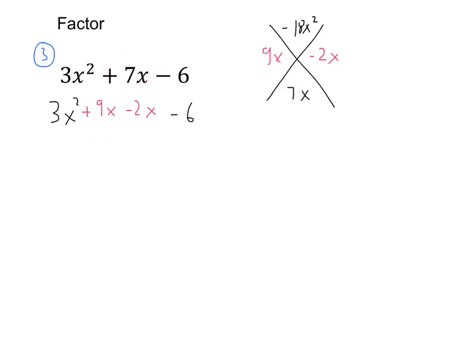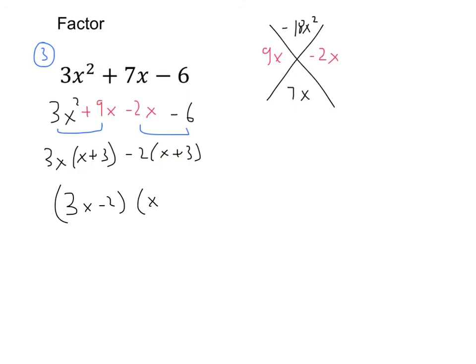Now let's factor by grouping. Let's factor the first two terms, and then we'll factor the last two terms. So 3x squared plus 9x, that factors as 3x times x plus 3. The back factors as negative 2 times x plus 3. So we have 3x groups of x plus 3 minus 2 groups of x plus 3, which is the same thing as saying 3x minus 2 groups of x plus 3.